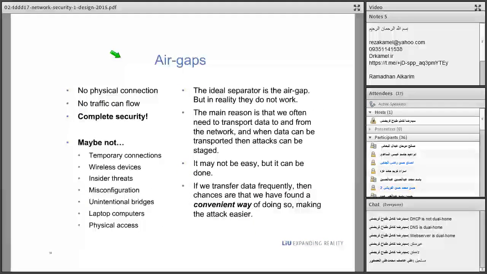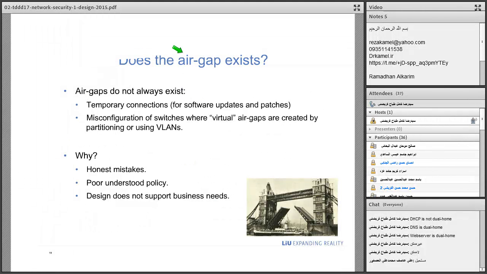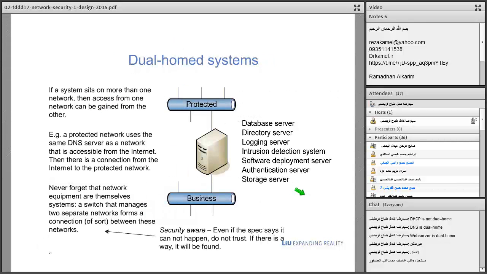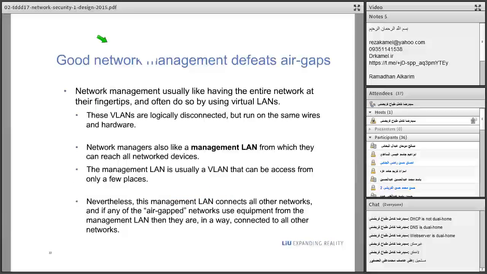So why does the air gap not exist? We talked about mistakes. We talked about the problems with the policy. We talked about business and user needs. Marv told you about the problem with the users. It was very good. We talked about time-lapse connections. We talked about dual home systems. And another reason is the network management. In good network management, we need to access the whole network from one place.